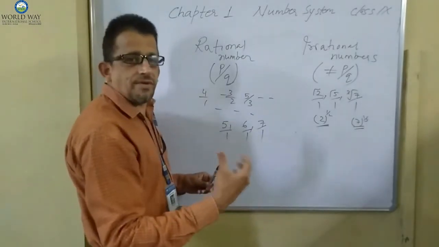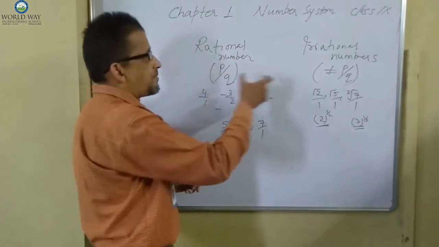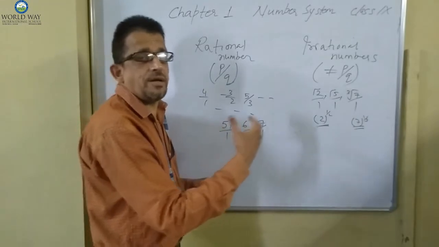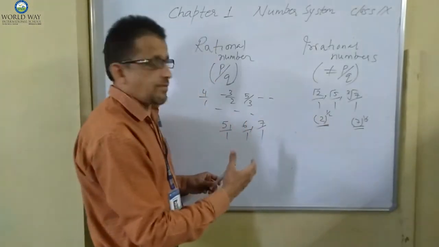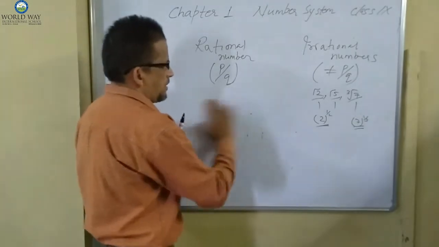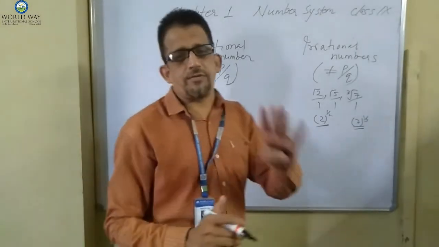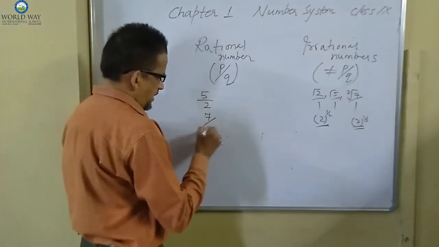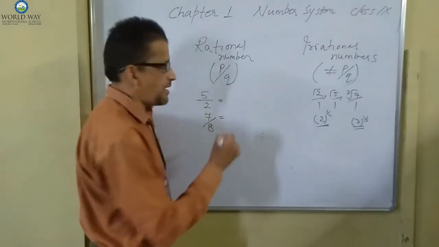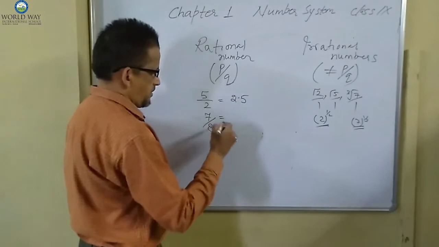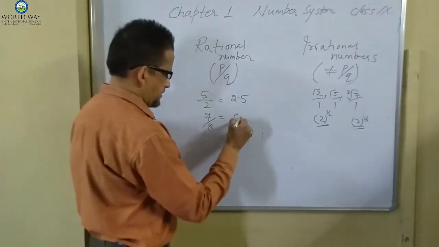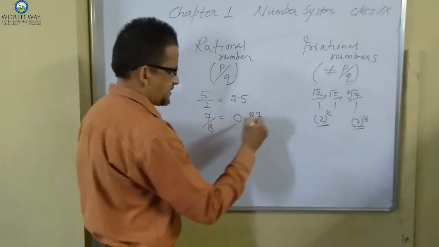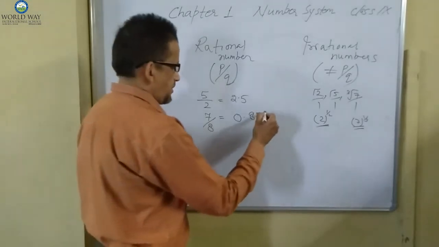Now we have to learn how to represent rational and irrational numbers in decimal form, the expansion of rational and irrational numbers in decimal form. Rational numbers have two types of decimal expansion. Take 5 by 2 and 7 by 8. When you divide 5 by 2, you get 2.5. When you divide 7 by 8, you get 8 8s are 64, 8 7s are 56, 8 5s are 40.